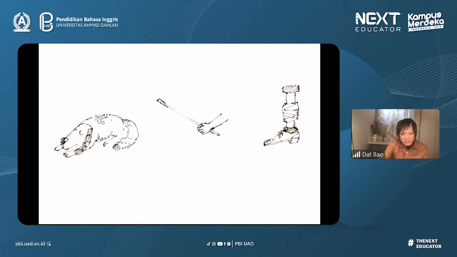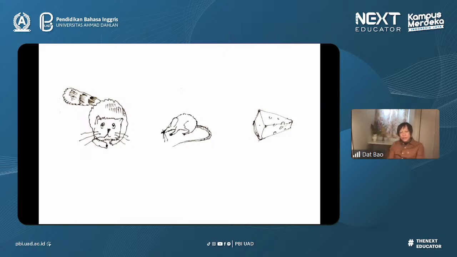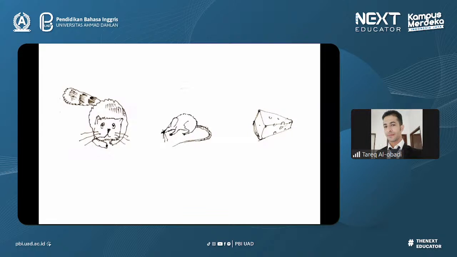I share with you a few more and I'd like to invite you to explain. We've got a cat, a mouse, and a piece of cheese. What could happen? Anyone? Somebody bought a piece of cheese for the mouse to come, to be easy for the cat to attack the mouse.